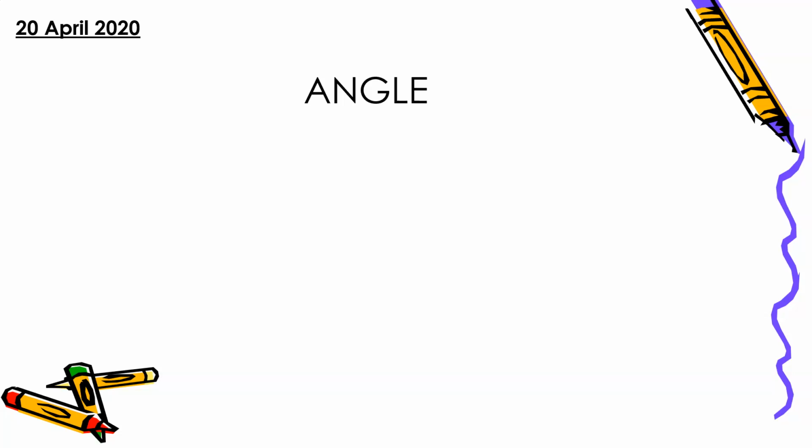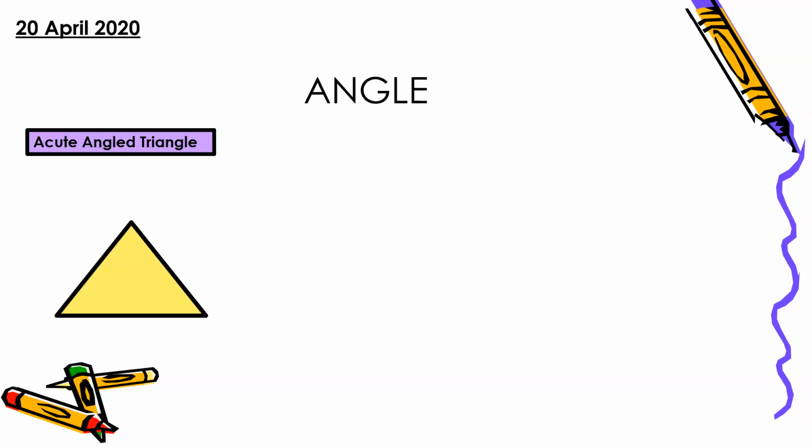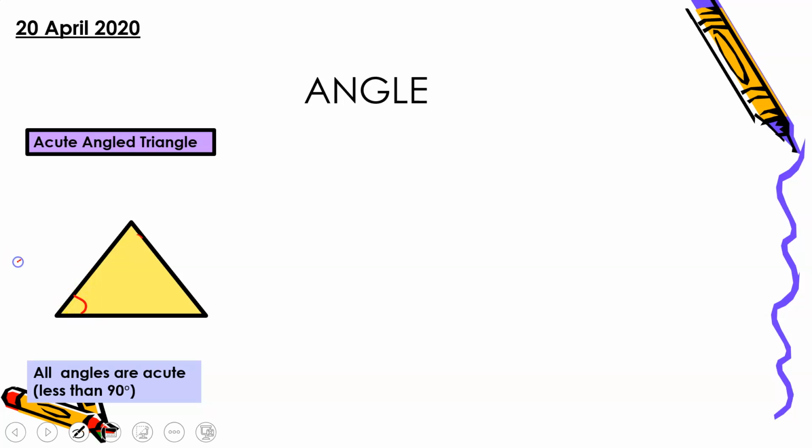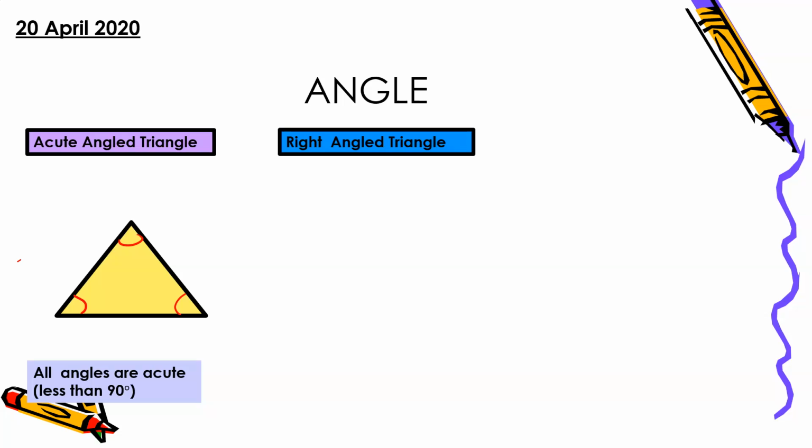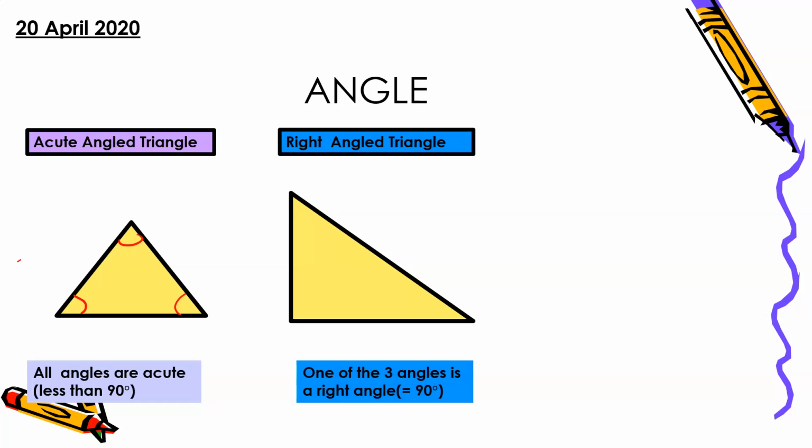The other thing we talked about is the different types of angles in a triangle. So this is an acute triangle, and what that means is that all angles are acute. In other words, all of these angles are less than 90. So an equilateral triangle is an example of an acute-angled triangle. The other one's a right-angled triangle, where we have at least one 90-degree angle.